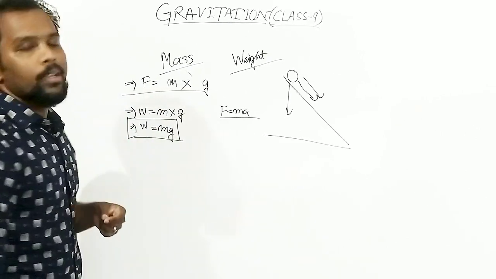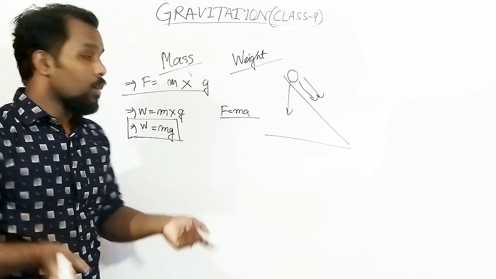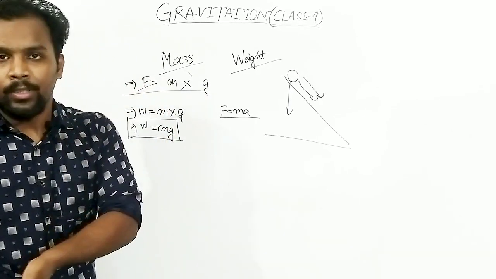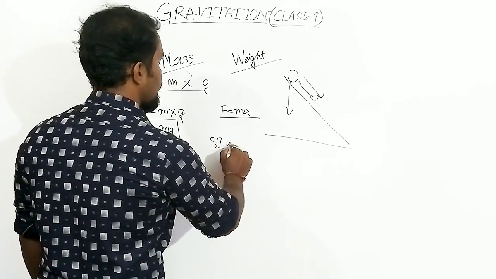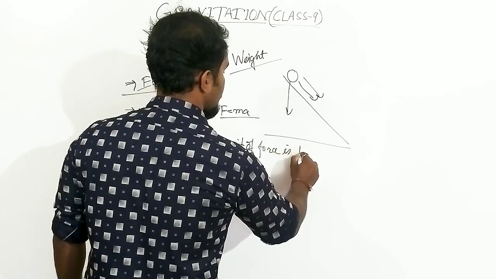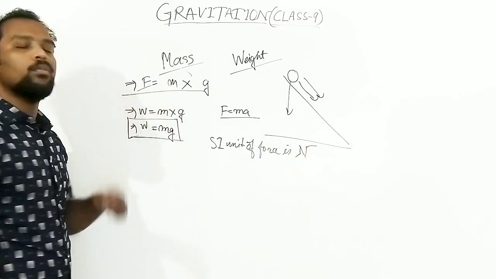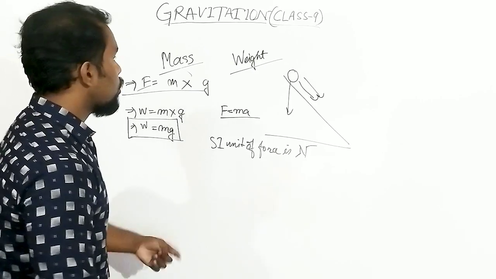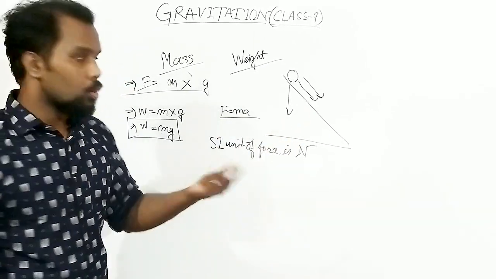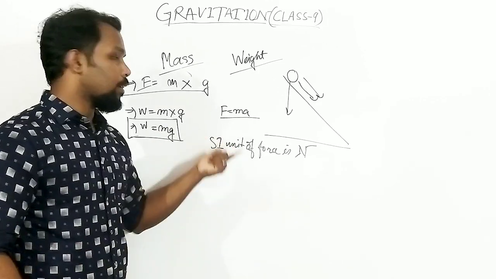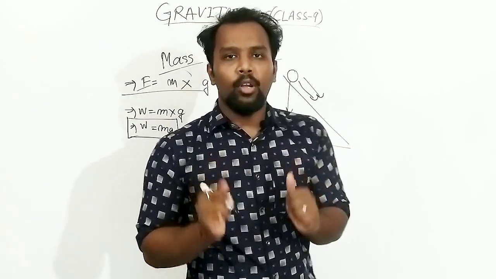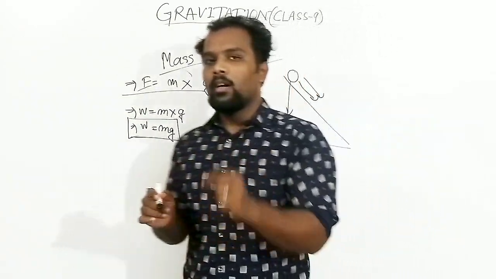Again, what is the unit of the weight? If you ask me, sir, what is the unit of the weight? See, weight is nothing but what? Force. The unit of force is what? Newton. So the SI unit of force is Newton, since weight is also a force. The force applied by the earth on that body is also known as weight. So as a whole, the weight unit is nothing but Newton.